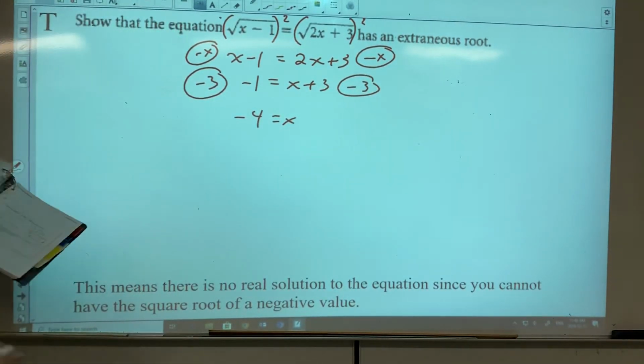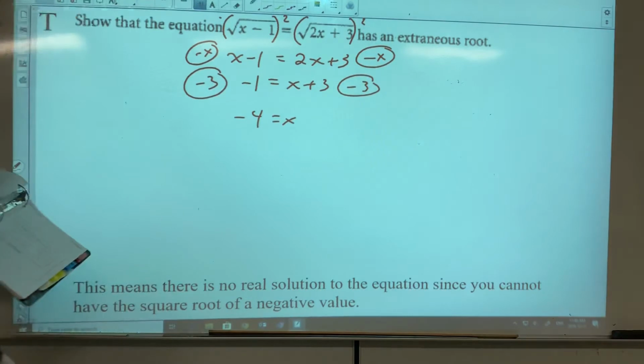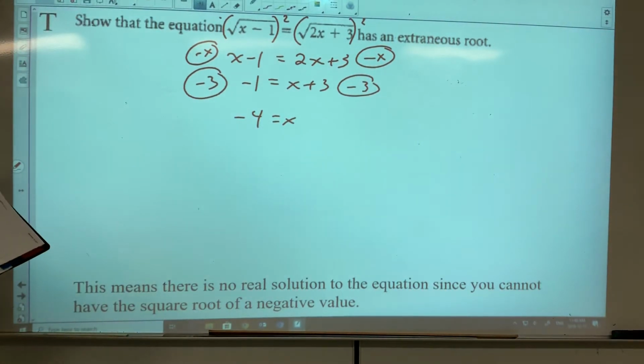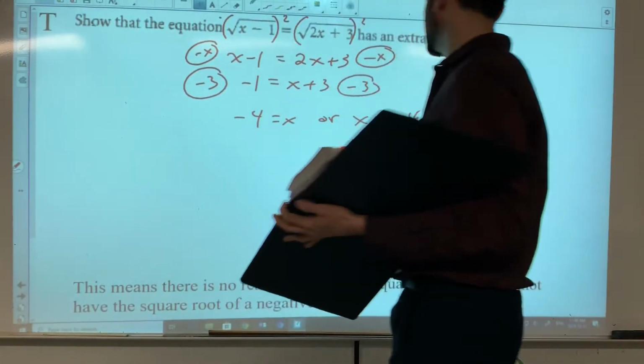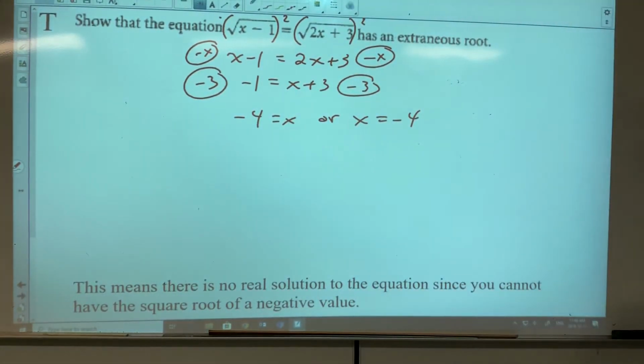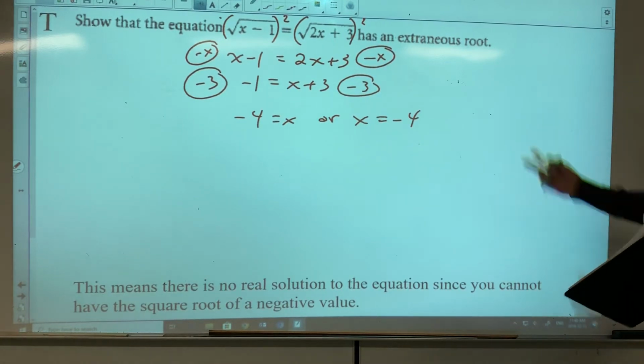Which seems okay. I didn't do any of my permissible values. So in this situation, would you want to rephrase it to x equals negative 4? No, you don't have to. In inequality, yes. For something like that, you don't need to write it like that. It's a good question.